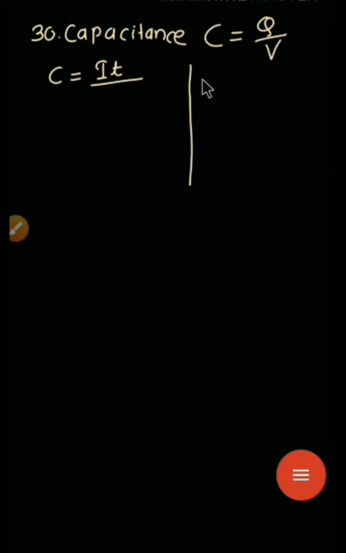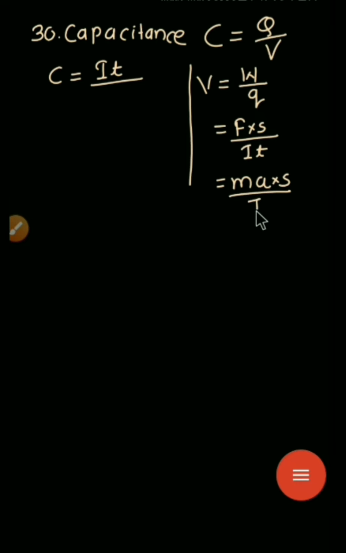Capacitance. We know capacitance C is equal to charge upon potential V. So charge we write as current into time, and potential we will solve here. Potential V is nothing but work upon electric charge Q. Work we can write as force into displacement, and electric charge again as I into t.